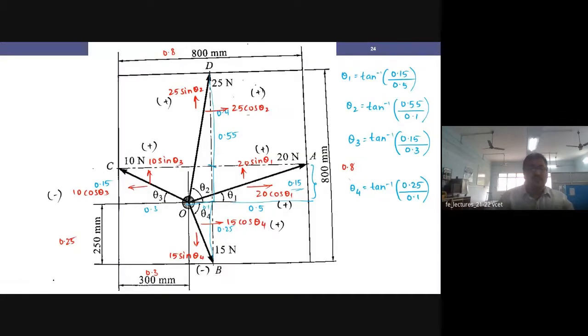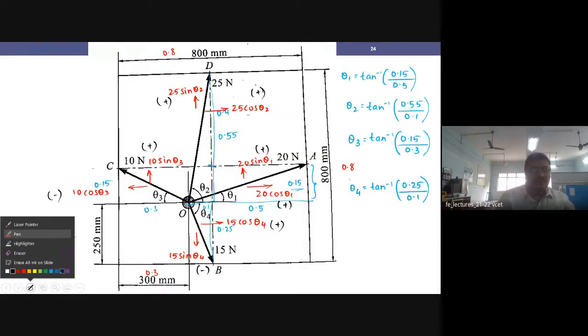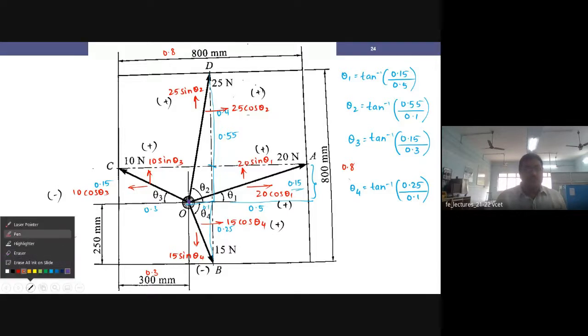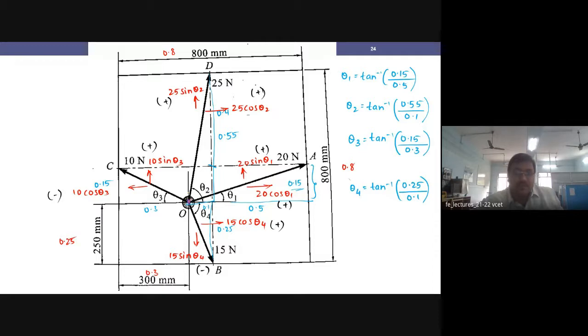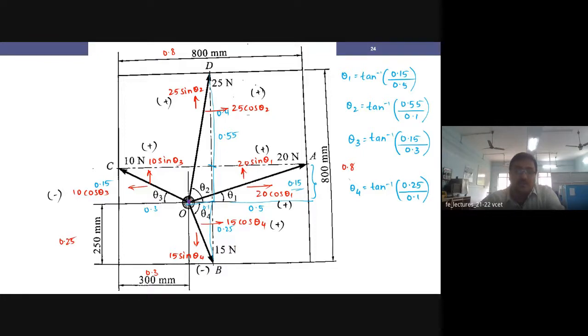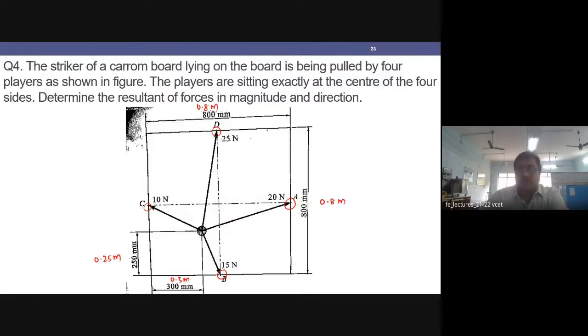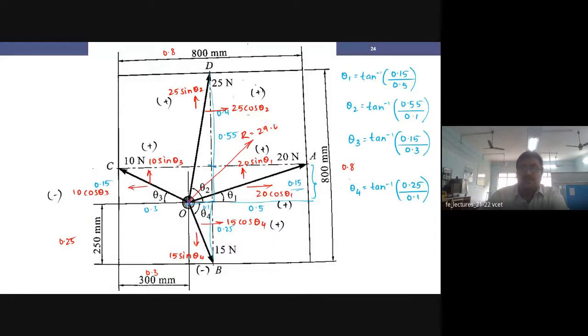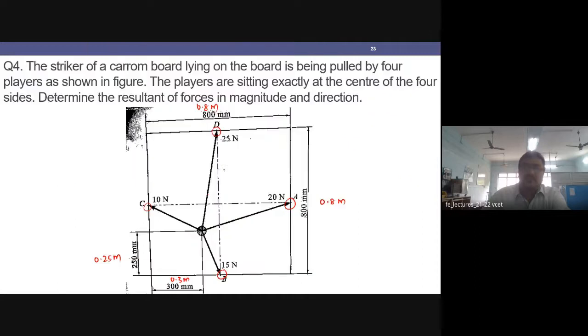I'll do one thing, I'll mark the resultant now. So now that we have found it out, let us mark the resultant. We have to calculate all the forces from the point O, so my resultant I'll also be marking from the point O, and since the value is 45.88 degrees, that means approximately 46 degrees. R equal to 29.0966 Newton. Let me mark it here.